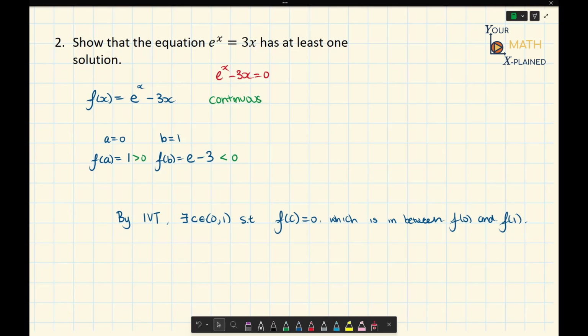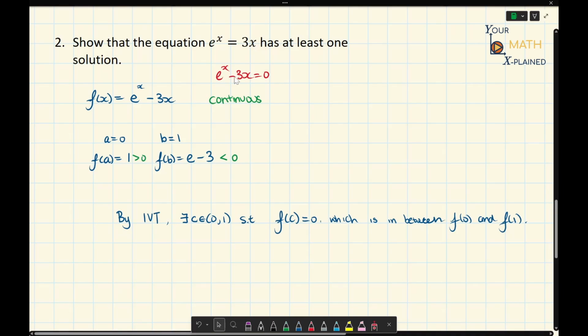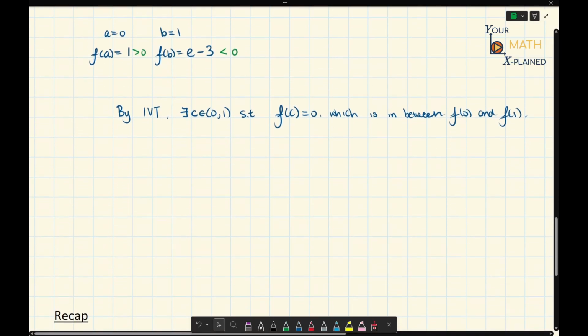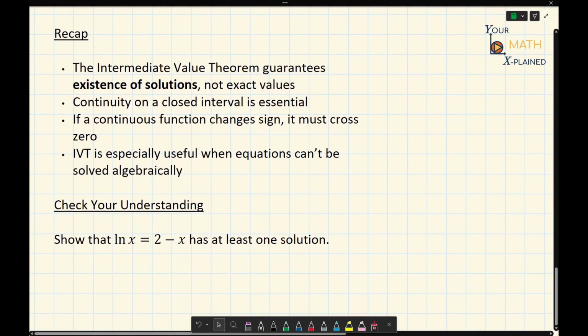And thus, by using the intermediate value theorem, we have proved that the equation e to the x is equal to 3x has at least one solution. And we've shown that it's going to be in between 0 and 1, even though we don't know what the exact value is. So now let's do a recap of what we covered in this video.